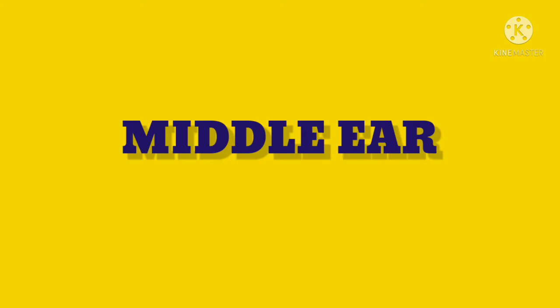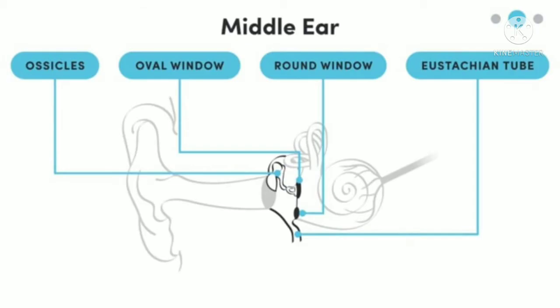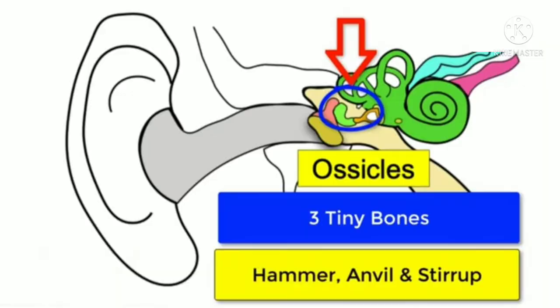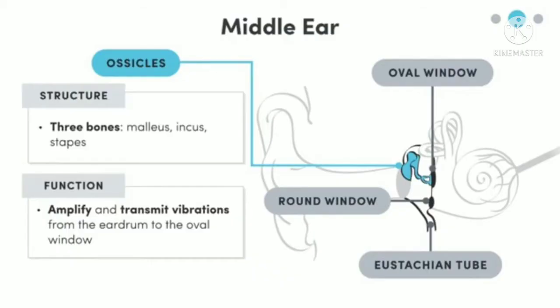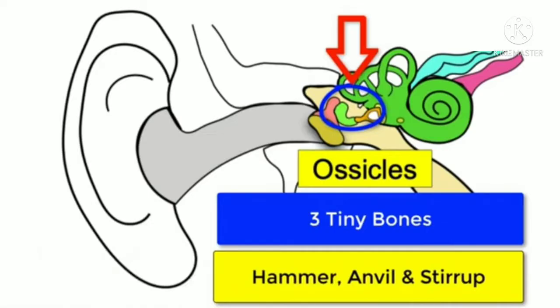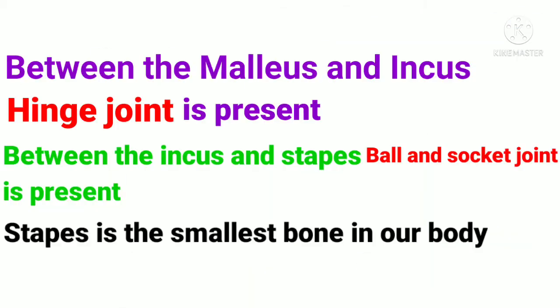Now we will learn about the middle ear. The middle ear consists of ossicles, oval window, round window, and eustachian tube. First we will learn about ossicles. Ossicles contain 3 bones, namely malleus, incus and stapes. Malleus is also known as hammer because it works like a hammer. Incus is also known as anvil and stapes is also known as stirrup.